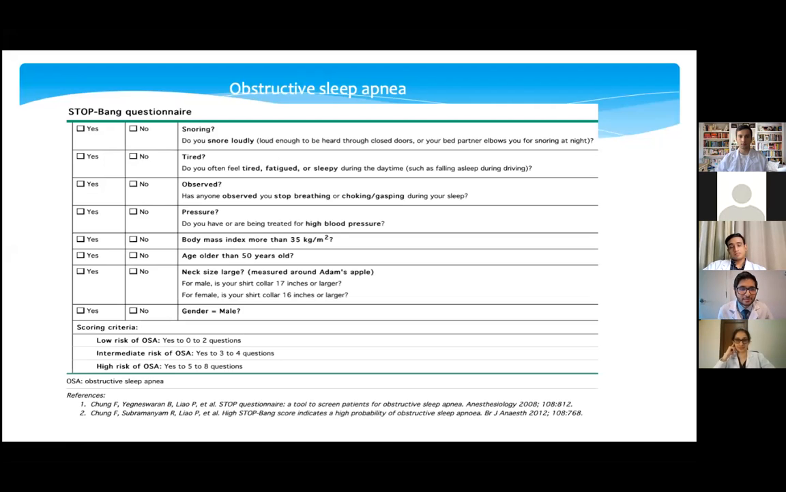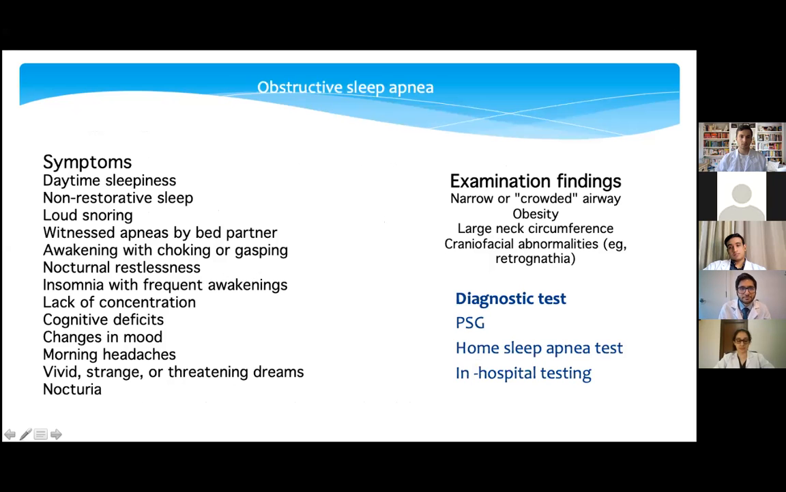This is the questionnaire which we are all very familiar with, especially those who've taken the USMLE, the STOP-BANG questionnaire. It asks about snoring. Is the patient tired? Are apneas observed? High blood pressure, body mass index, age, neck size. I think 17 inches for male and 16 inches or larger for females, and it's more prominent in males. So a yes to any two questions indicates low risk, and 5 to 8 is very high risk of obstructive sleep apnea.